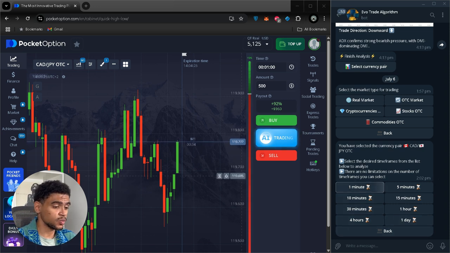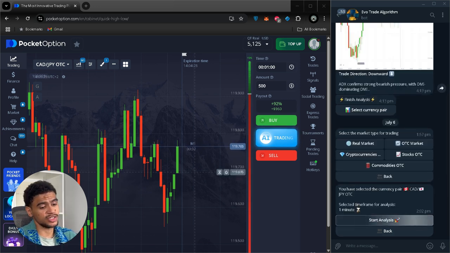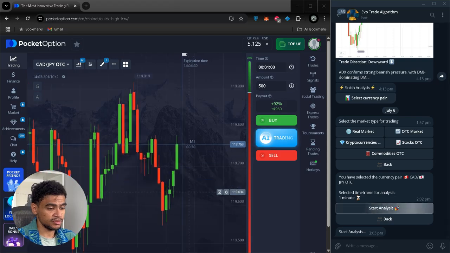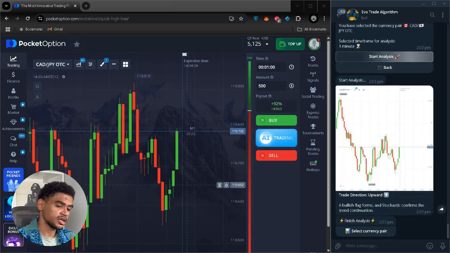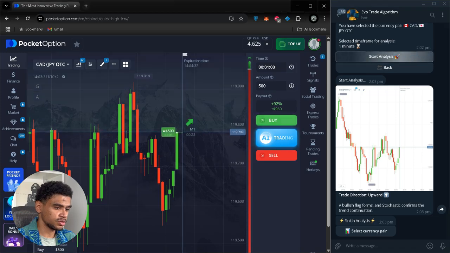So let's select 1 minute and press start analysis. Super simple. And that is it. Now we just wait for the analysis from the robot, and we're gonna place our trade. So let's see in a couple of seconds. We have a buy position, so I'm gonna place $500, wait for a second to see if the price drops.